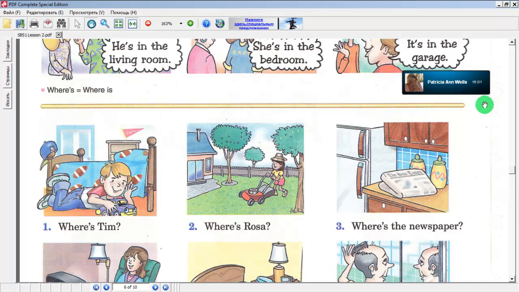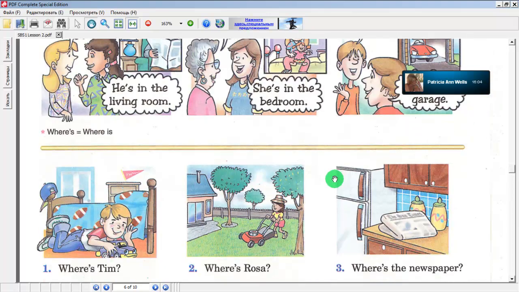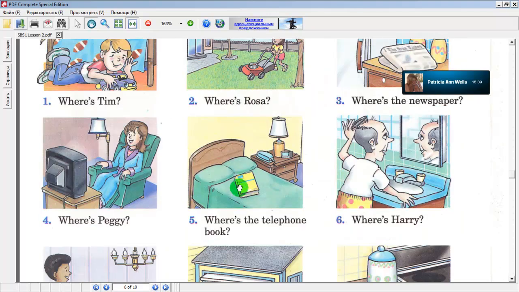Number 1. Where's Tim? He is in the bedroom. Where is Rosa? She is in the yard. Where is the newspaper? It's in the kitchen. Where is Peggy? She is in the living room.